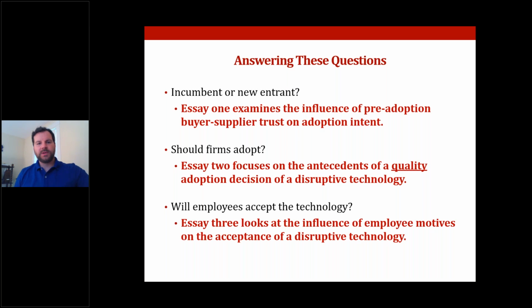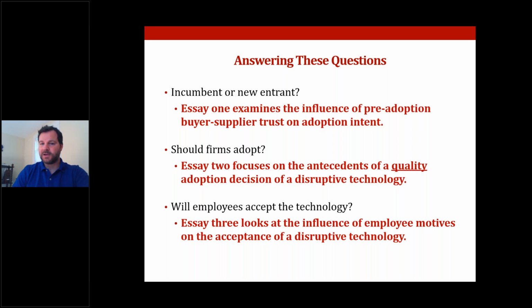So in essay 1, we look at the incumbent versus new entrant question. And we look at the influence of pre-adoption trust on adoption intent. So if the trust is already built up between two firms, does that make a difference? Then we look at if firms should adopt. And so we focus on the antecedents of a quality adoption decision. In other words, not only should the firm adopt a new disruptive technology, but is it the right decision?